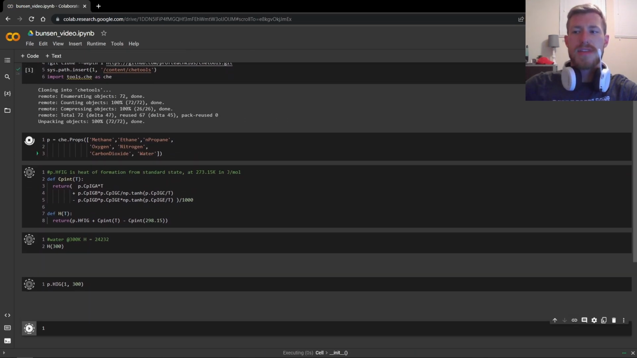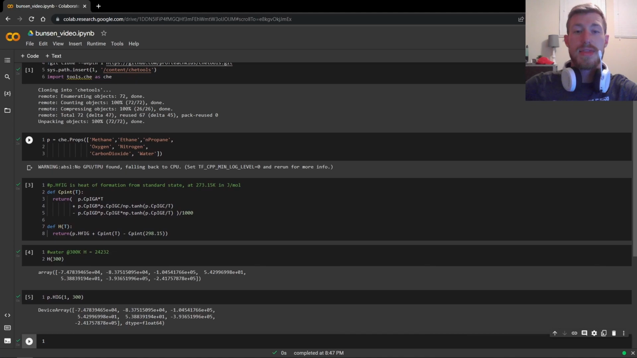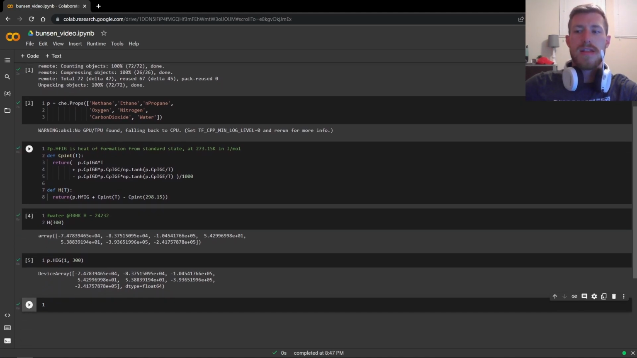We left off last time doing the properties, getting that from our ChemTools package that Carlos has written for us. We developed our own formula to calculate the enthalpy of all of the substances we'll be using in this reaction for any temperature, which includes the heat of formation as well as the heat capacity integrated over the temperature from standard state, 298.15 Kelvin, to whatever temperature we are currently at.